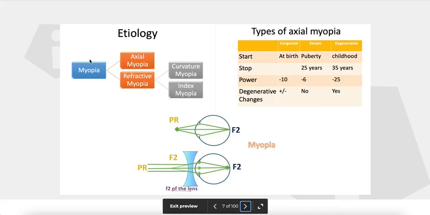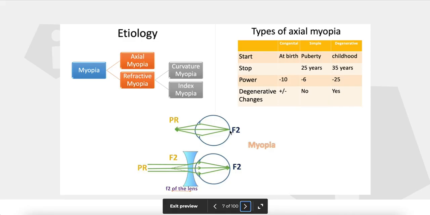So myopia, as we mentioned before, can be classified as axial myopia or refractive myopia. Axial myopia is due to increased axial length, while refractive myopia can be either curvature myopia as in keratoconus due to increased curvature of ocular media, or index myopia as an increase in refractive index as with nuclear sclerosis. The axial myopia can be classified into different types, but all of them can stop at a certain year. For example, simple myopia will stop at 25 years old, while degenerative myopia will stop at 35 years old.